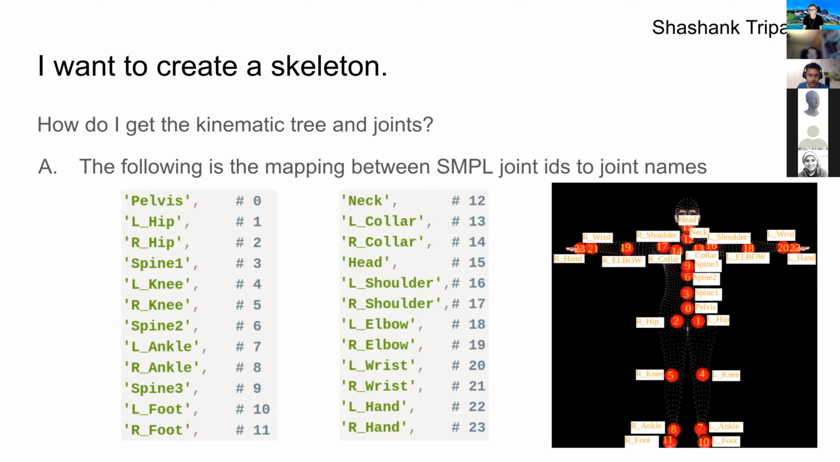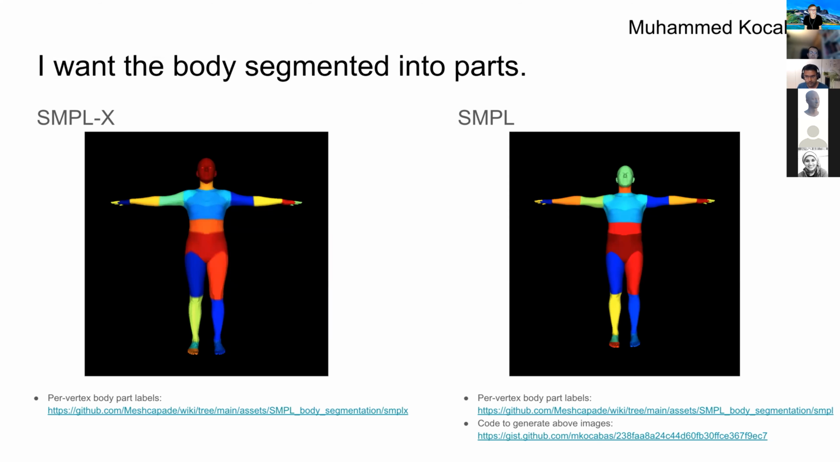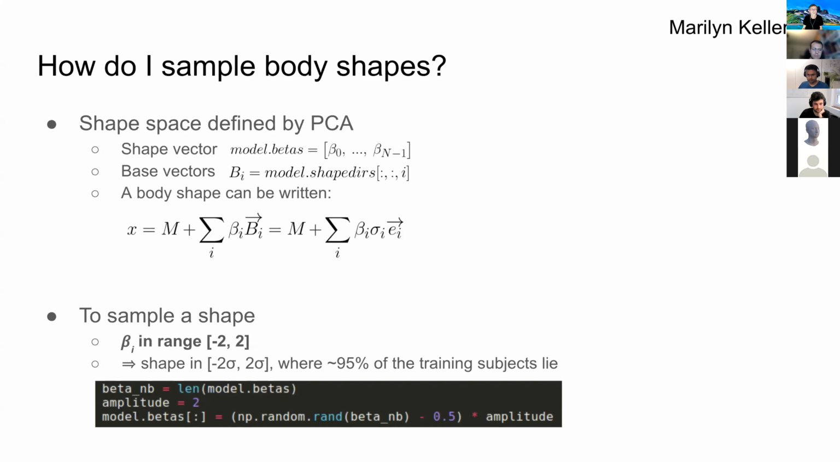Now I want the parts of SMPL so that I can train a segmentation method or something else. How do I get those? It is pretty simple. In the Meshcapade wiki, there are per-vertex part segmentations for both SMPL-X and SMPL body models. So there you get for each vertex the corresponding body part label. Using these segmentation masks, you can generate the above images using the code I linked here. It basically just colors the vertices based on the parts. Fantastic. Very easy.